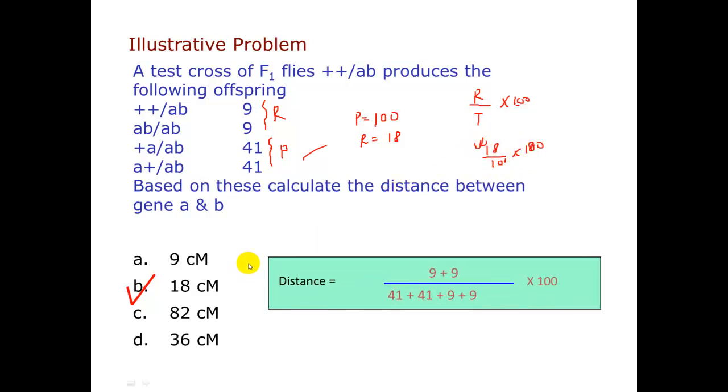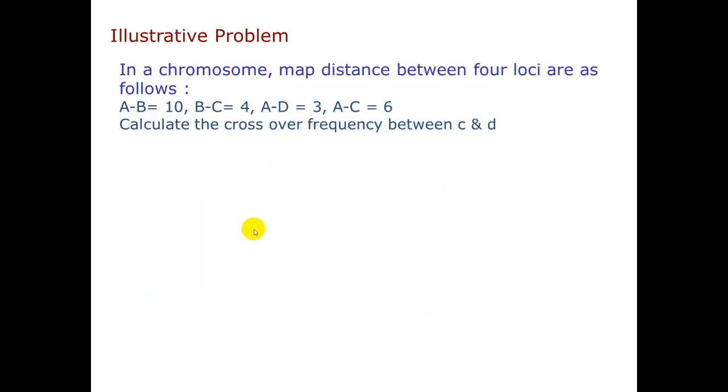Okay. Have a look at one more problem. In a chromosome, map distances between 4 loci are given as follows, right? Between A and B it is 10, between B and C it is 4, between A and D it is 3, between A and C it is 6. So what you have to do is calculate the distance between C and D. Actually, it is not a question of biology, it is a question of mental ability. So simply, you have to draw it and figure it out.